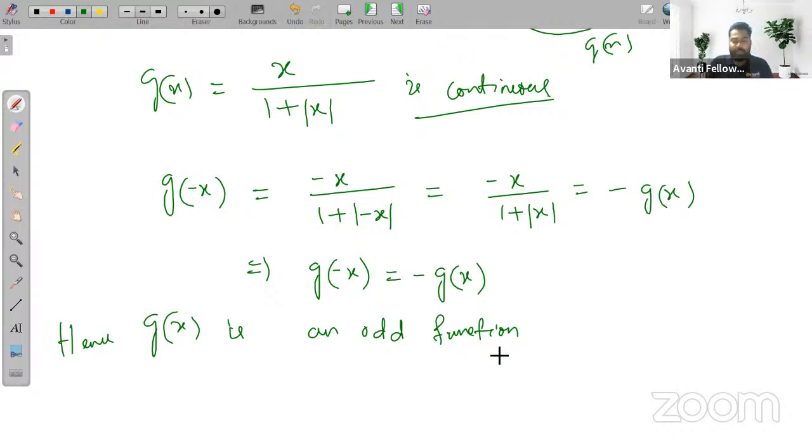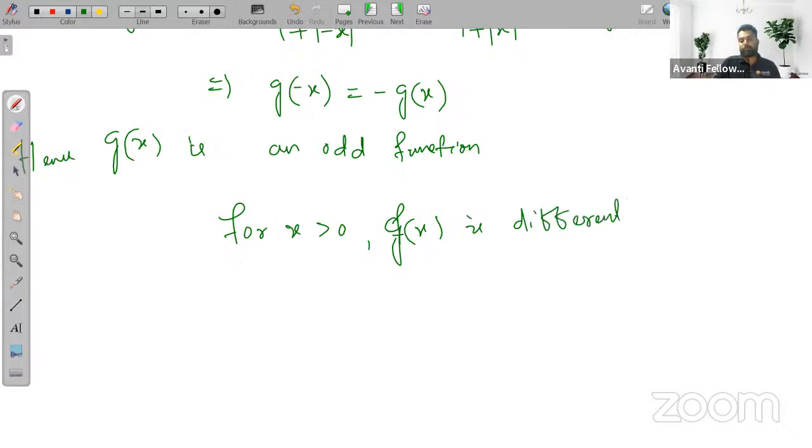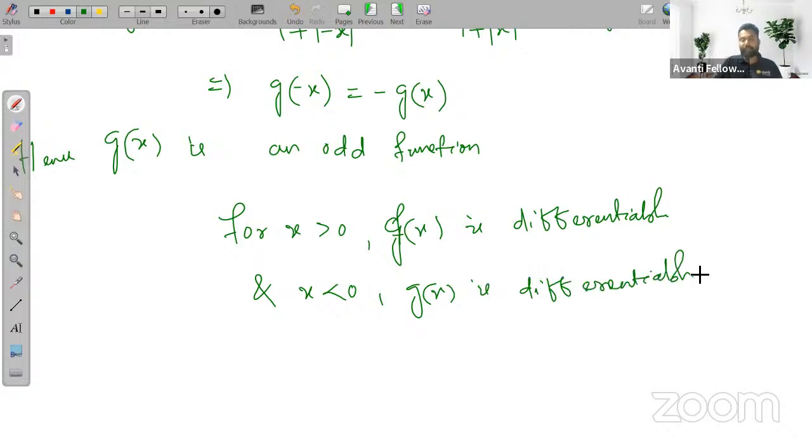So that means this function is differentiable everywhere. This function is differentiable everywhere. How? See, for x greater than 0, g of x is differentiable. And for x less than 0 also, g of x is differentiable. How? You can feel this. Let's draw the graph of this function.